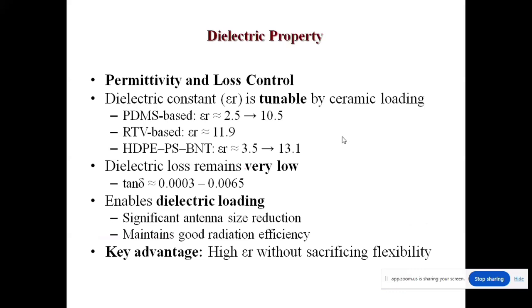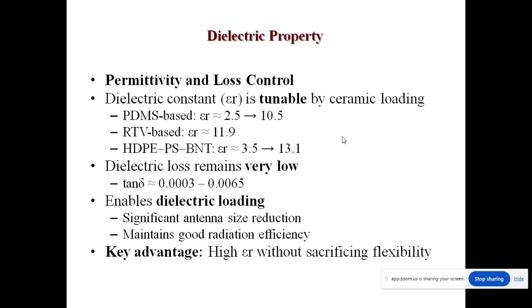Regarding dielectric property, by making a polyceramic substrate, permittivity and loss can be controlled. The dielectric constant can be tuned from 2.5 to 10.5. PDMS has a very low dielectric constant, less than 2 only, but we can control it by making a suitable ratio. By selecting a suitable ratio, one can achieve any desired dielectric constant from 2.5 to 10.5. RTV based can be done, even up to 11.9. SDPE can be done from 3.5 to 13.1.